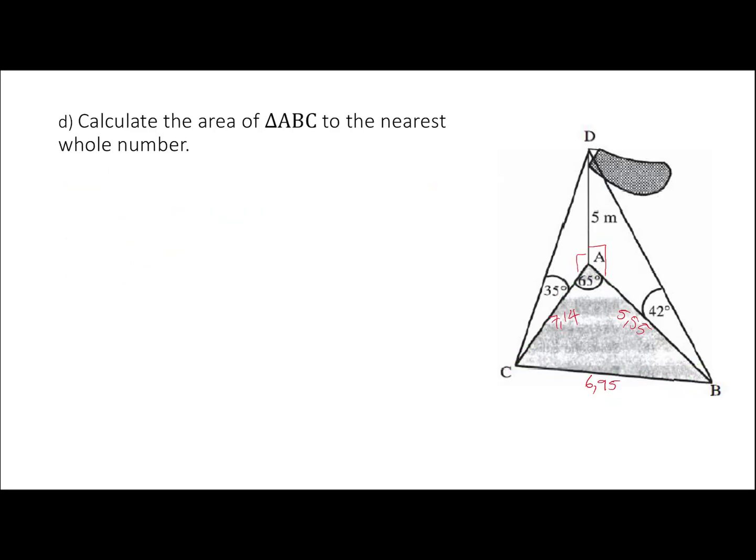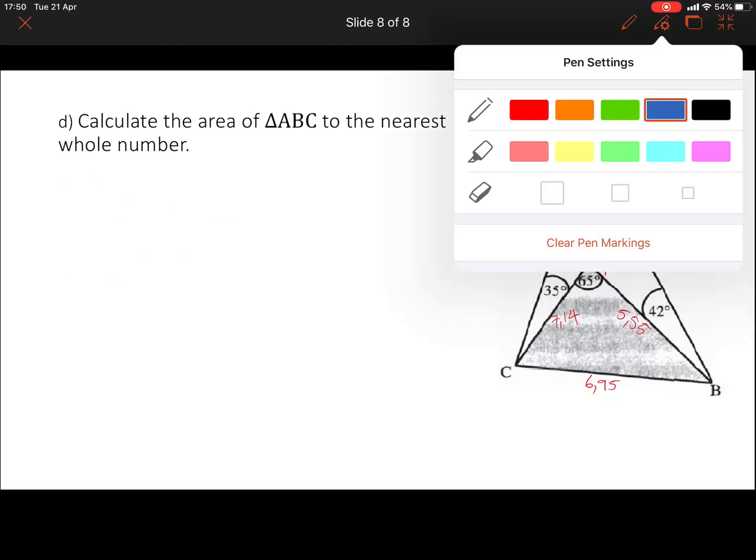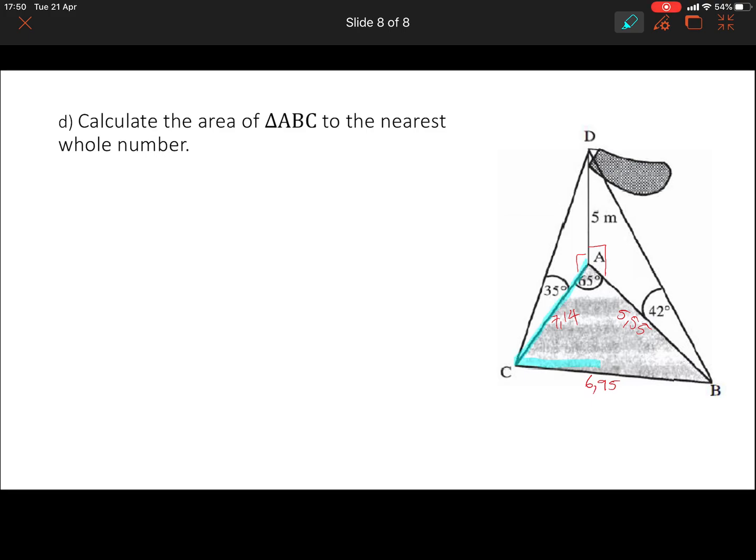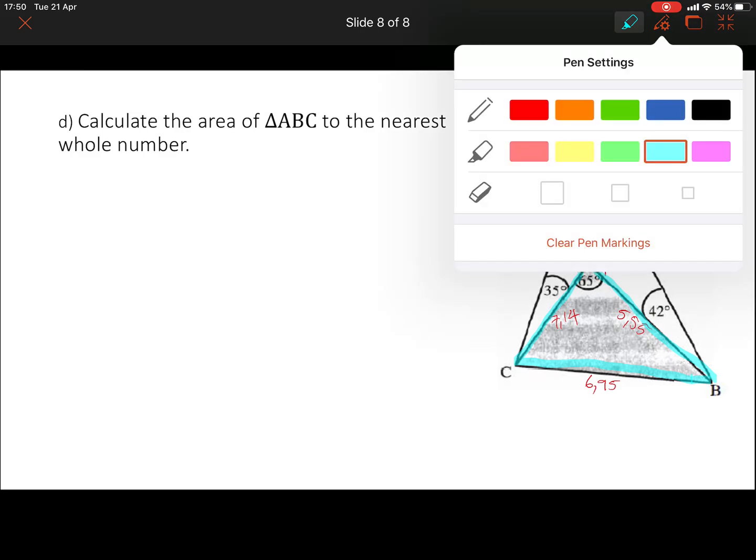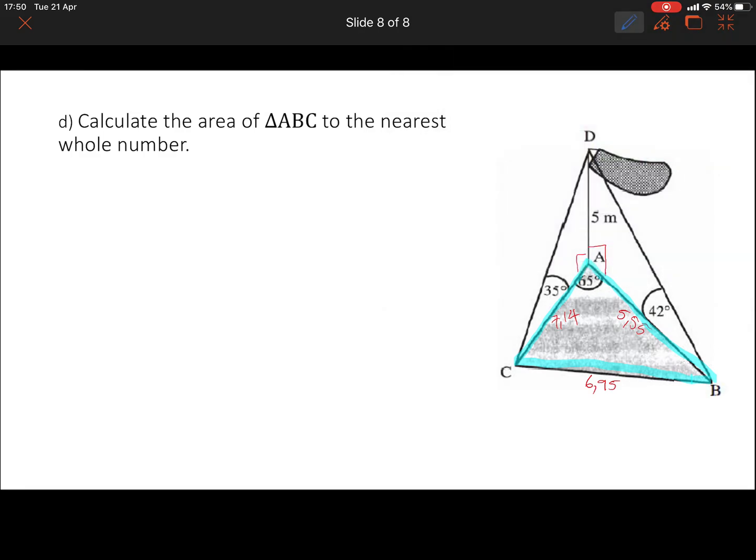Our very last question: calculate the area of triangle ABC to the nearest whole number. Okay, so area of a triangle, we are looking specifically at this triangle at the bottom again. The area of a triangle can be half base times perpendicular height. And please don't forget that formula, because sometimes it's actually more useful. But in this case, I don't have the perpendicular height. So I'm going to use the area formula that we have in trigonometry. And remember, we need two sides and the included angle.